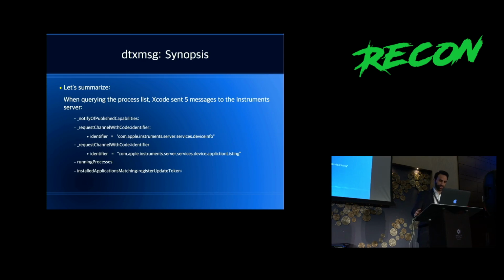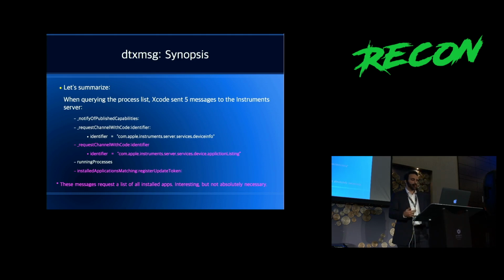That was a lot to digest, so let's review. When querying the process list, Xcode sent 5 messages to the instrument server. It turns out 2 of these simply fetch a list of all installed applications on the device. That's interesting, but it's not totally necessary for what we're doing here. These 3 messages are likely the minimum required interaction with the server to get it to fetch the process list for us. So we're making some progress here.